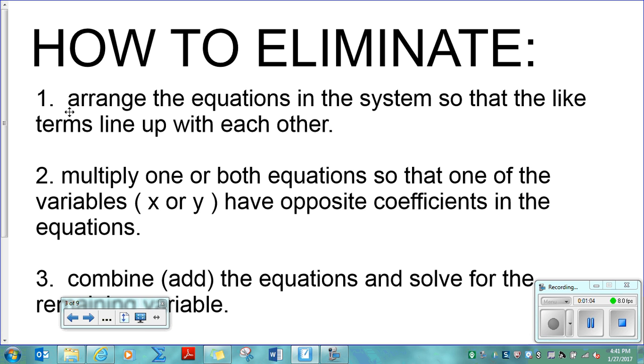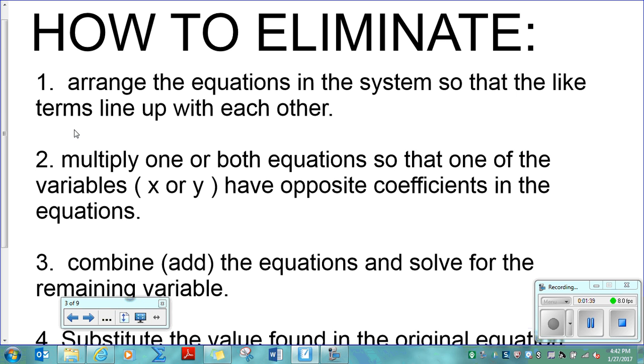Two, this step might need to happen, but it's good that we practice it. We're going to multiply either one or both of the equations so that one of the variables, either our x's or our y's, have opposite coefficients. That way when we add them together, that variable that has the opposite coefficients will disappear. So we might need to multiply by a negative, or by 2, or by negative 2 or something, to get opposite coefficients, such as 6 and negative 6 for the y's. Okay, and we'll practice it.